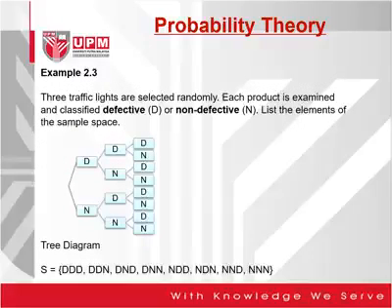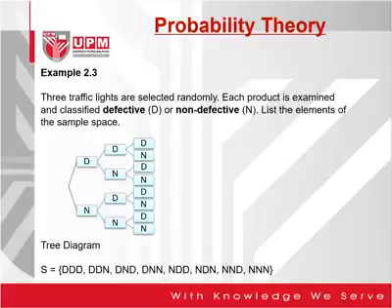Okay, now we go to a more complicated sample space. Say we have 3 traffic lights, and we select them randomly because out there are many. We will classify the traffic lights into 2 statuses: one is defective, one is non-defective. You go to check them one by one. There are 3. Each may be defective, labeled as D, or non-defective, labeled as N. So what is the total sample space?